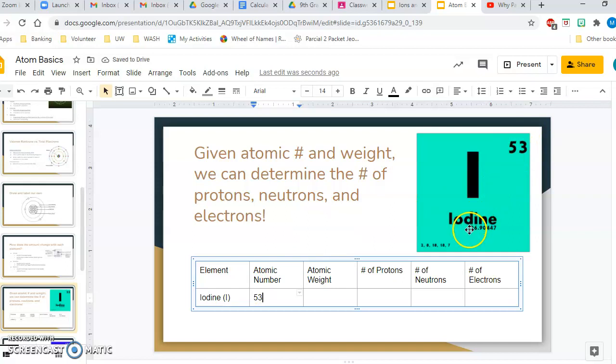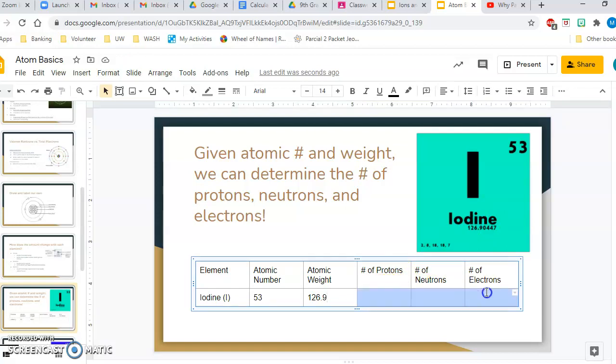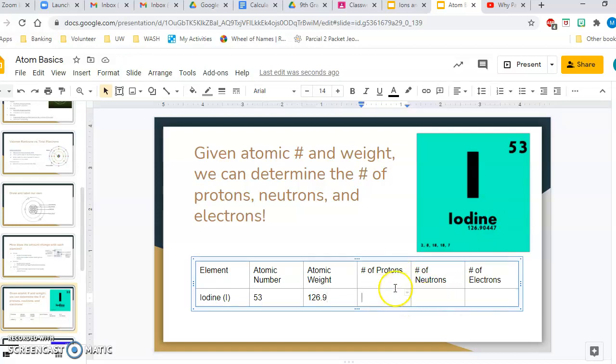Our atomic weight is always going to be bigger than our atomic number. So when we look at this, our atomic weight is this number right here, and we'll shorten it to 126.9. And then now we have to find the rest of these numbers. Our number of protons is always going to be equal to our atomic number. So always this column is going to equal this column. So we're going to put a 53 here.